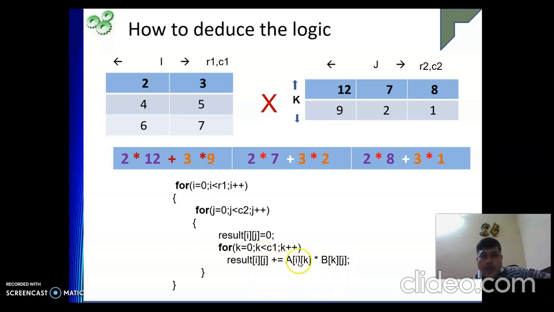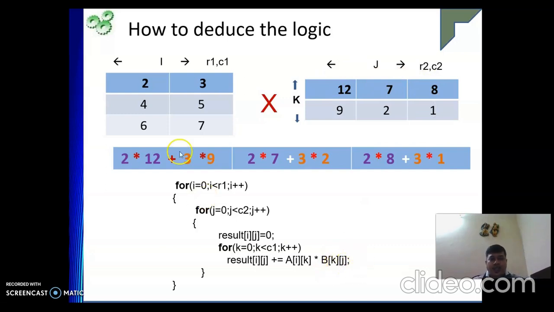Now i will be 0 only, because we are talking about the first row itself, and k will increment from 0 to 1. Because we are going along the row, the row will always be 0, and the k value will change from 1 to 2 for A. And here for B, k will change from 0 to 1, but j will be constant, it will be 0, then it will be 1, then it will go on. That's why it is k and j.